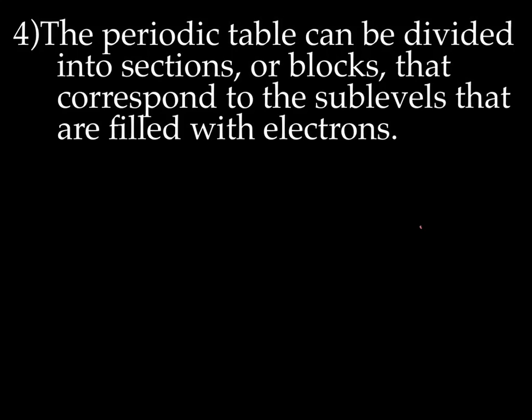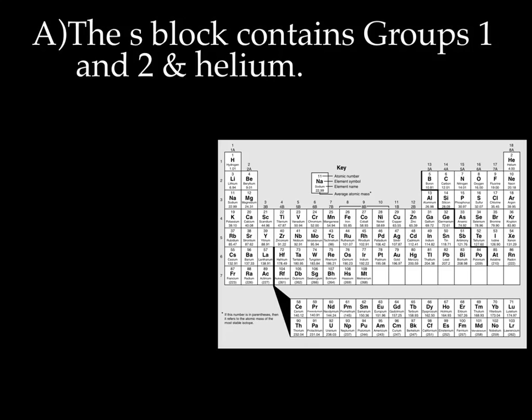The periodic table can be divided into sections or blocks that correspond to the sublevels that are filled with electrons. The first block we have is the S block. The S block contains groups 1, 2, and helium. The reason they're called the S block is because of the valence electrons.